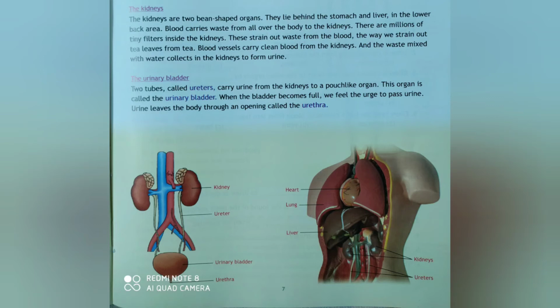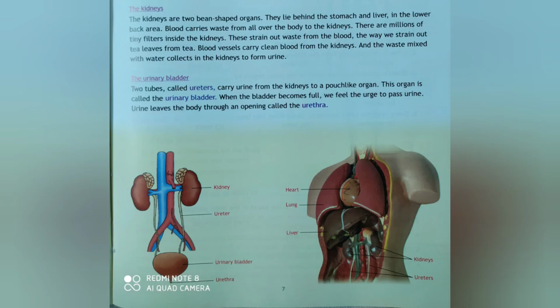When we prepare tea, what your mama does, she will strain out the powder, the tea leaves or the tea powder from the tea or from the milk. So similarly, these filters will strain out the waste from the blood, and the blood vessels will carry the clean blood from the kidney. So what will happen to the waste? The waste is mixed with water and it is given out in the form of urine. This is how our kidneys excrete the waste from the body.